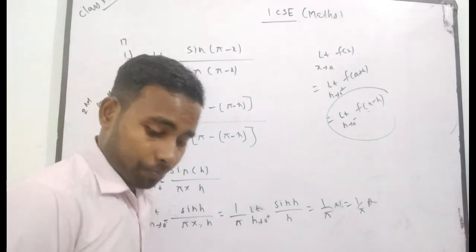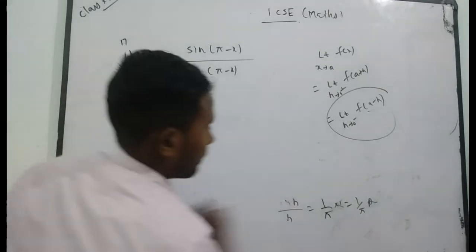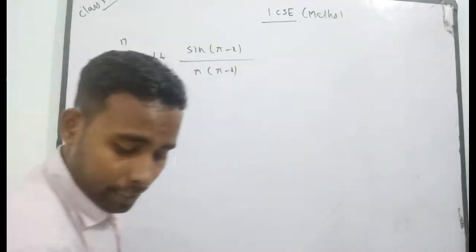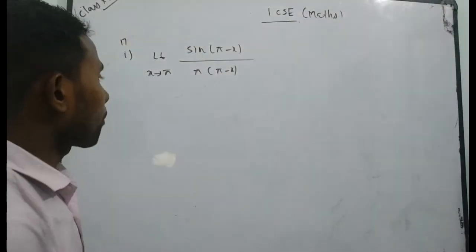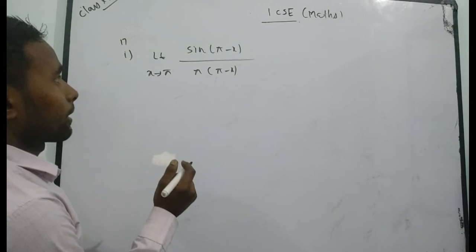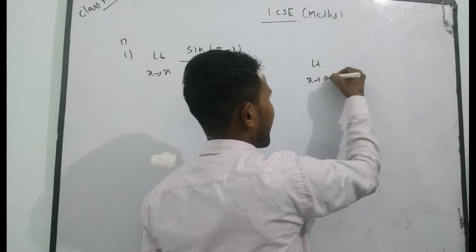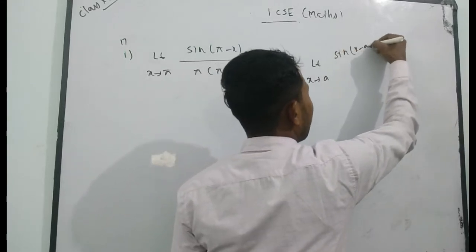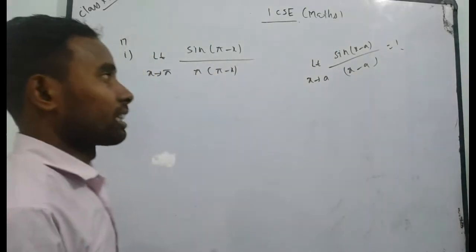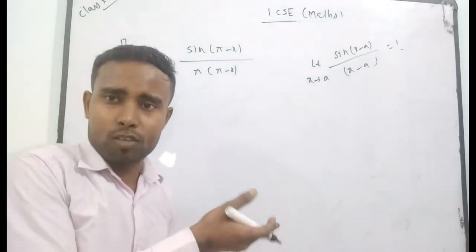Again, what is the third method I want to tell you? The third method is a standard method. Sometimes you can solve this problem very quickly if you understand the third method. Try to understand. I have already told you the limit as x tends to a of sin(x minus a) divided by (x minus a) is equal to 1. This is not really a formula. This is only another form of sin x by x when x tends to 0.